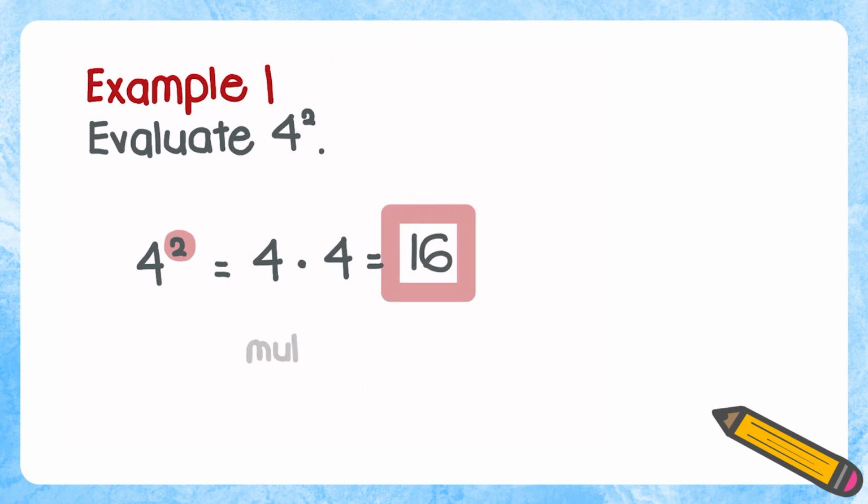Here's our first example for this lesson. Evaluate 4 squared. So we have 4 with the exponent 2. This tells us to square the number. So we're going to multiply 4 by itself. So 4 times 4, which equals 16. 4 squared equals 16. Notice here, to take the square, we simply multiply the same number twice.